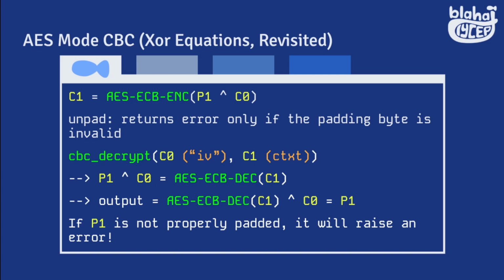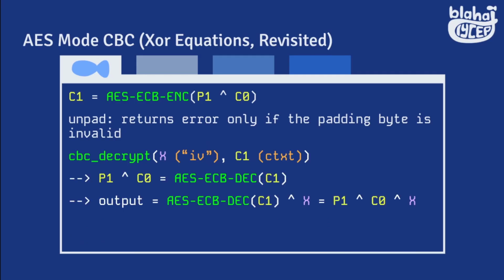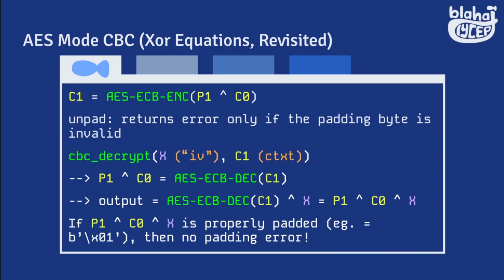So we're going to do an investigation where instead of sending in just the regular IV and the ciphertext, we want to send the ciphertext, but we send anything as IV. Let's say the IV is X. Then when it's decrypting, it's going to compute the ECB decryption of our ciphertext and XOR it with X. And because we know that this value is our original plaintext XOR with the IV, the output that this decryption will give us is P1 XOR with C0, XOR with X.